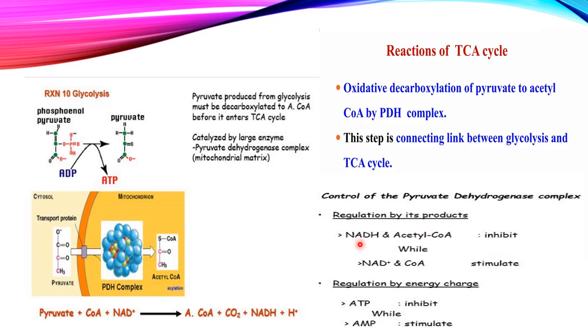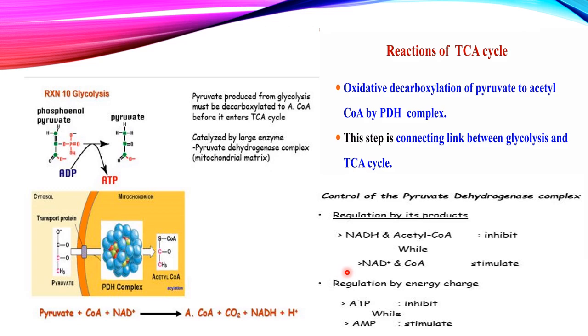When the cell is in energy rich state, acetyl CoA is also high, NADH is also high, ATP is also high. These are the indicators of the energy rich state. Therefore, they inhibit the PDH complex. Now, when the cell is in energy deficit state, we need the TCA cycle to run. We need TCA to begin.